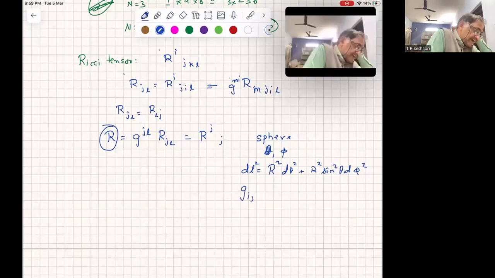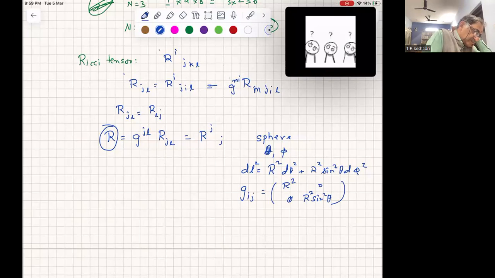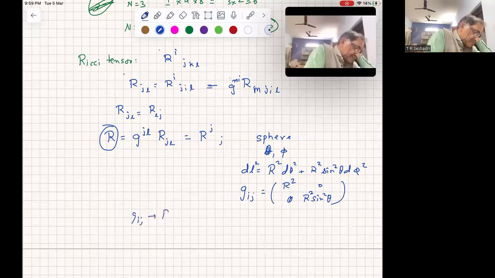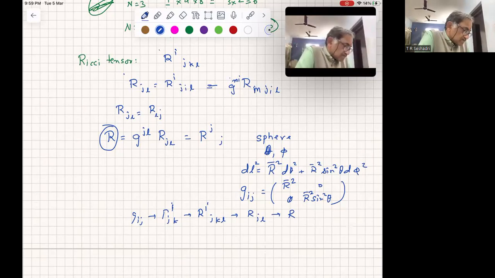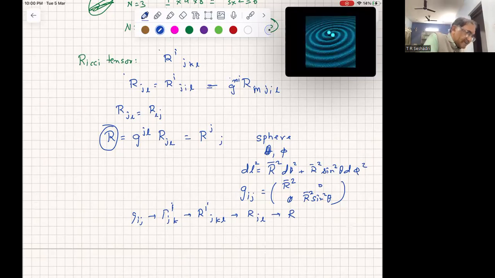Now, for this, the G_ij is given by r square, and r square sine square theta, with zeros off the diagonal. And then from G_ij, I can calculate Gamma^i_jk. And from here, I can calculate R_ijkl. From here, I can calculate R_jl. And from here, I can calculate capital R. I mean, I should call the radius of the sphere R bar, just to distinguish it from the curvature scalar. Now I can calculate R.